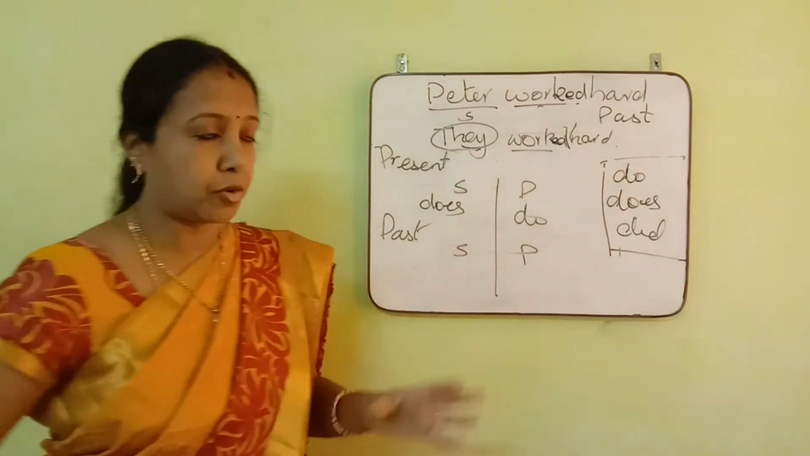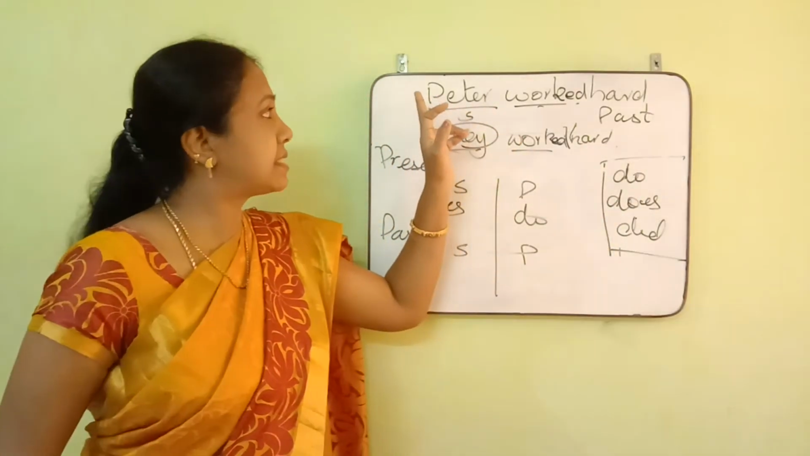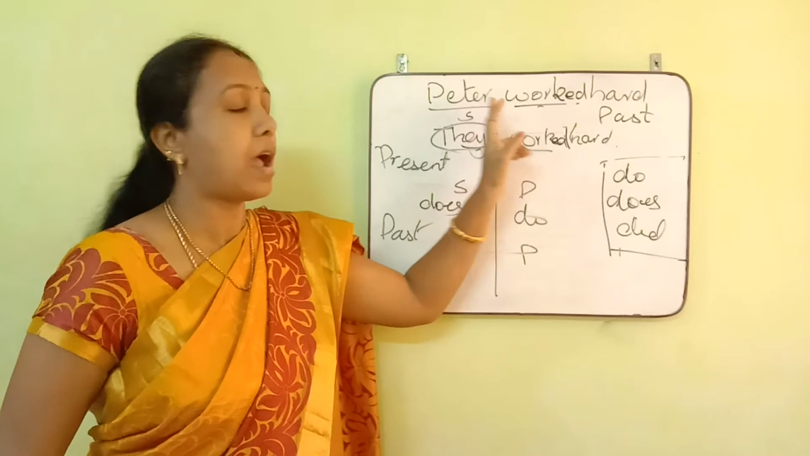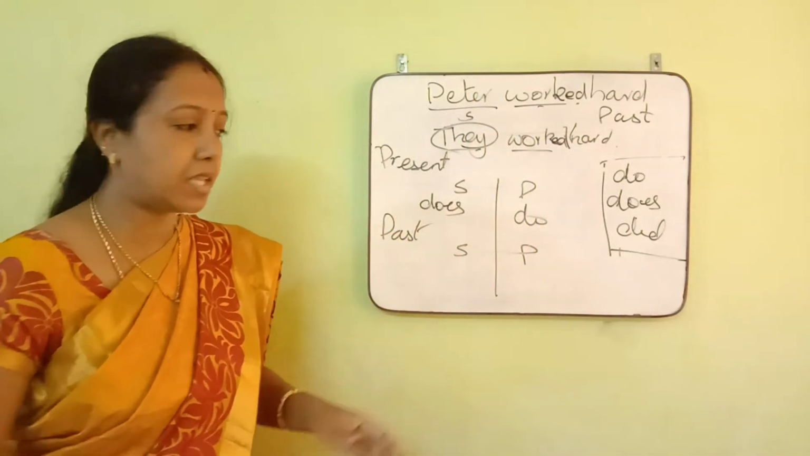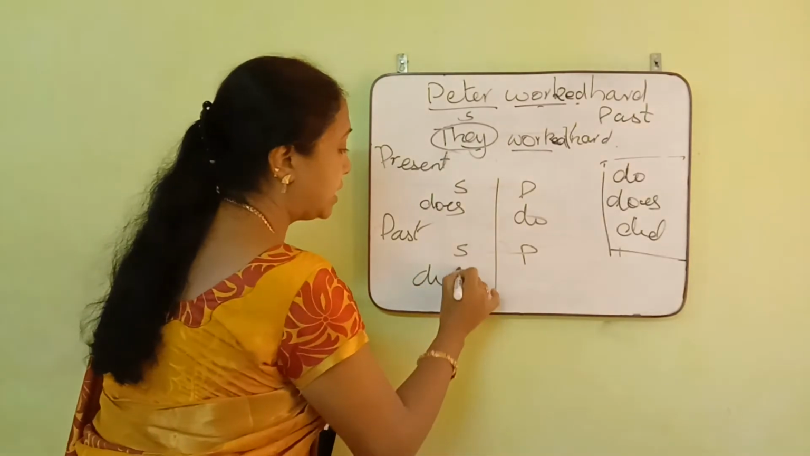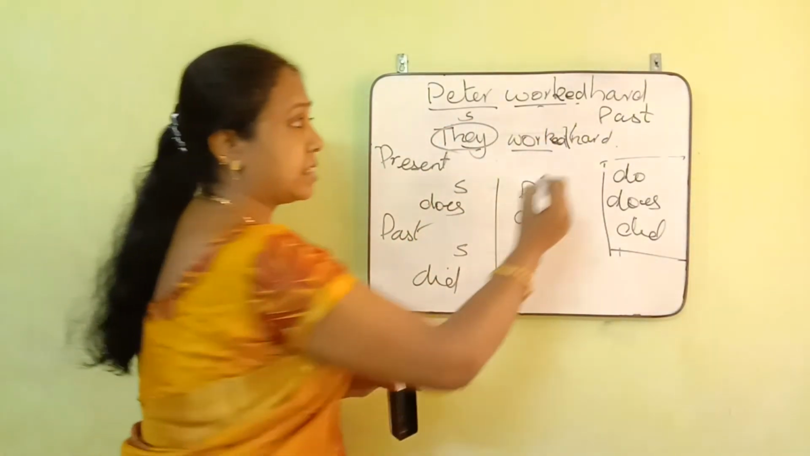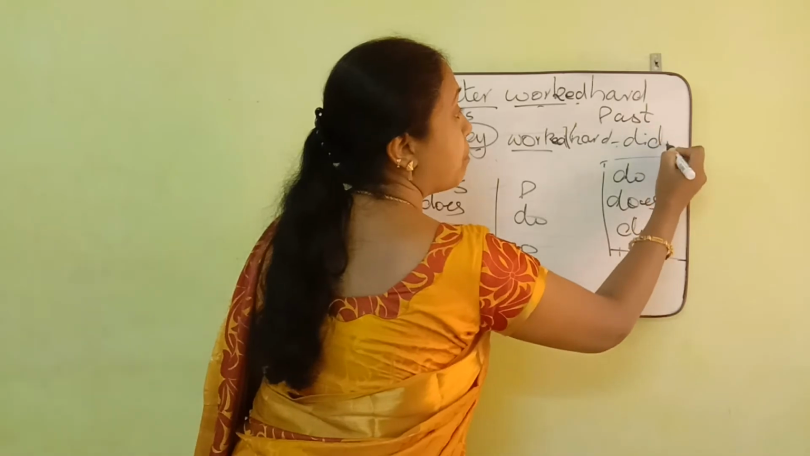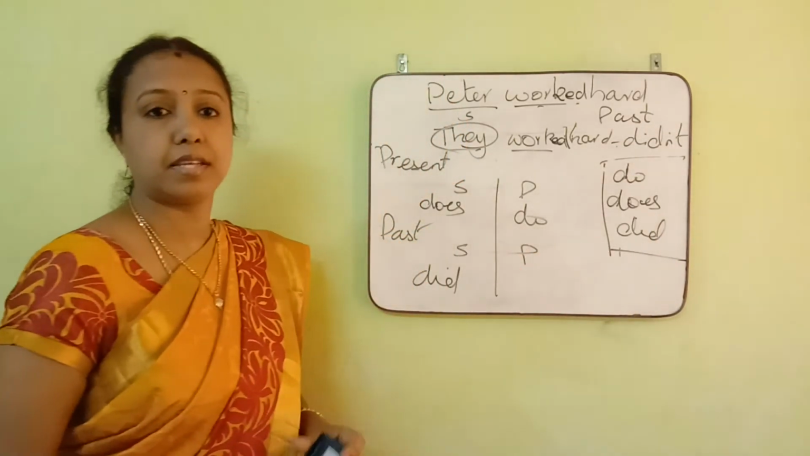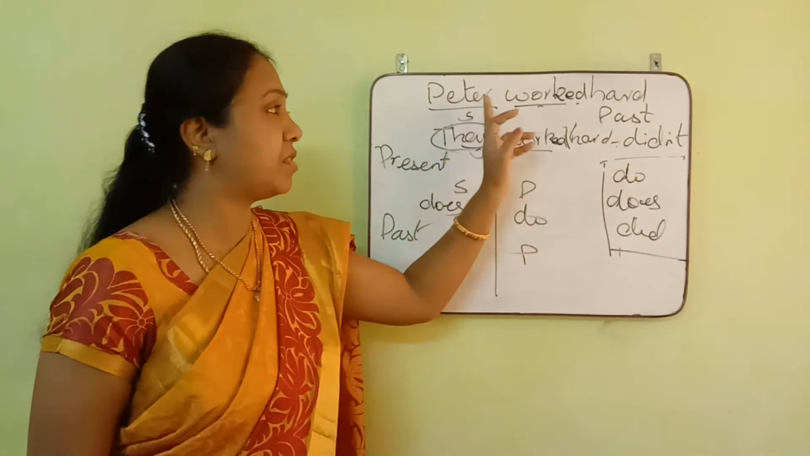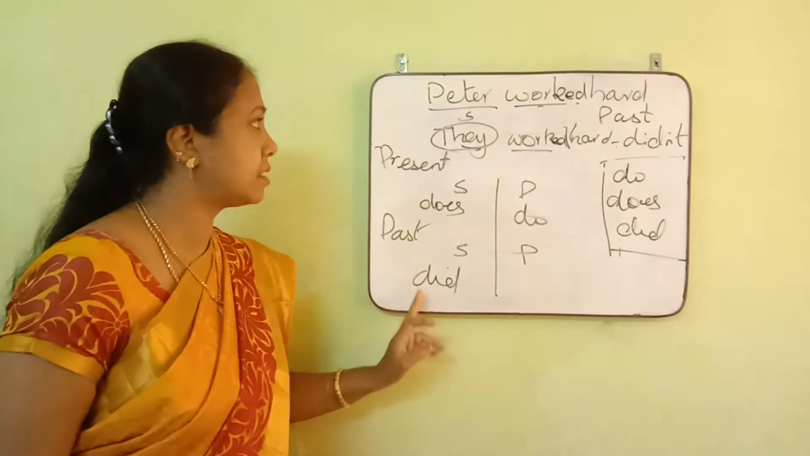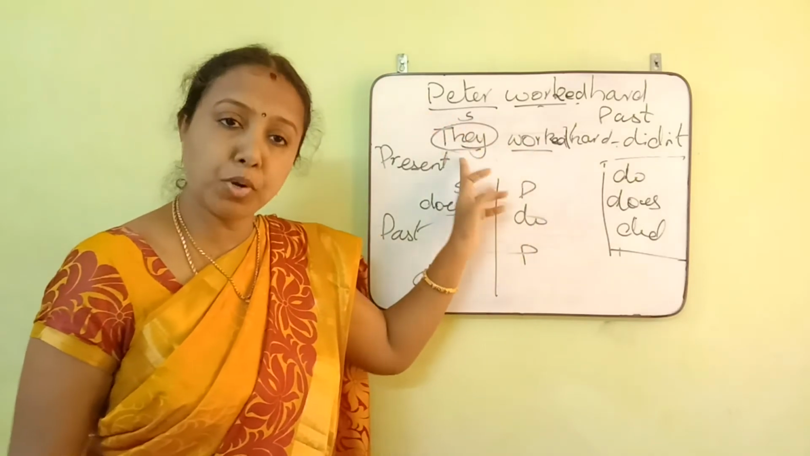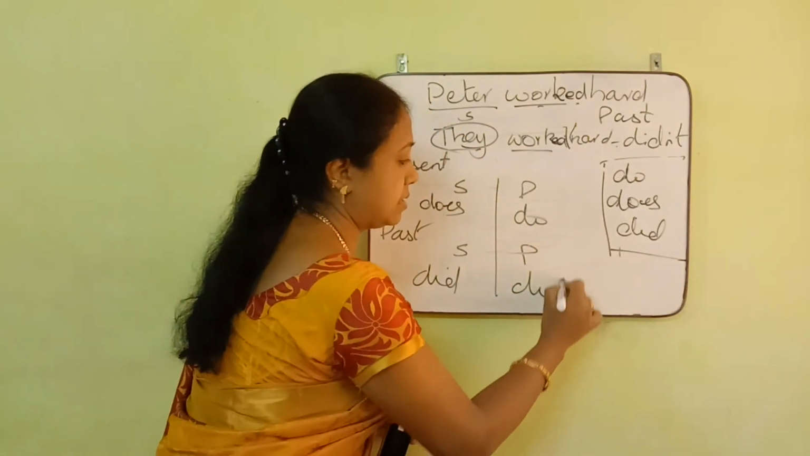Now let me tell you. Here the subject is singular and the verb is in past tense. So in that case you will have the word "did", and the question tag is "didn't he", for both. When you have past tense singular, it is did. Past tense plural, again it is did.